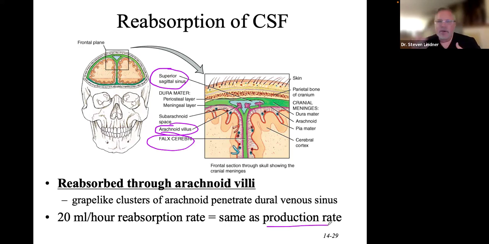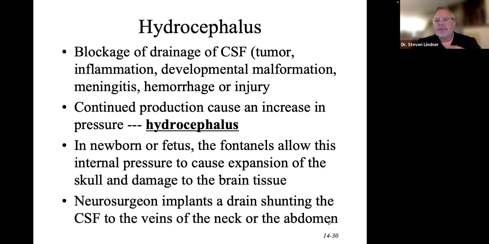So you produce it and then you reabsorb it, and then you produce it and you reabsorb it. The problem is if there's a blockage somewhere or there's improper drainage of the CSF. So if there's a blockage of that drainage, that can come from some sort of physical obstruction, like a tumor or a mass that's blocking that drainage. It can happen from inflammation in the brain, like a meningitis, that's inflammation.